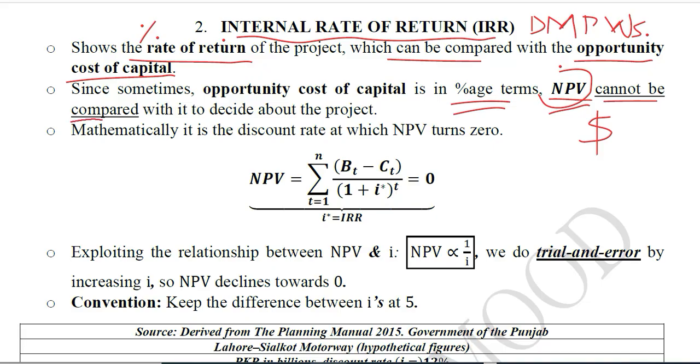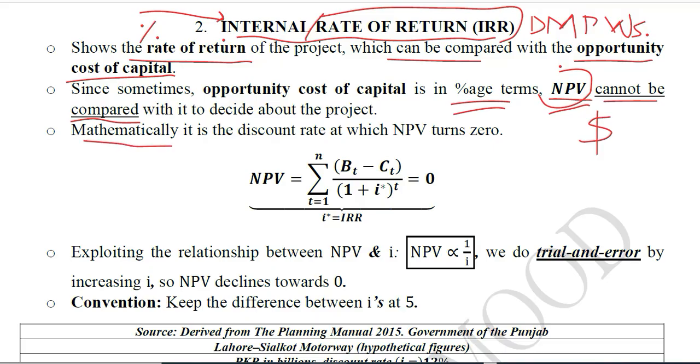So that's why we have a need for some other tool of DMPW, which is the internal rate of return. We call it internal rate of return because definitely it's a rate of return on annual basis, but it is internal because some people say that it is hidden. We have to work a little hard to find it out. It's not that much clear. We have to do some calculations, some trial and error in order to excavate it. So we have an internal rate of return.